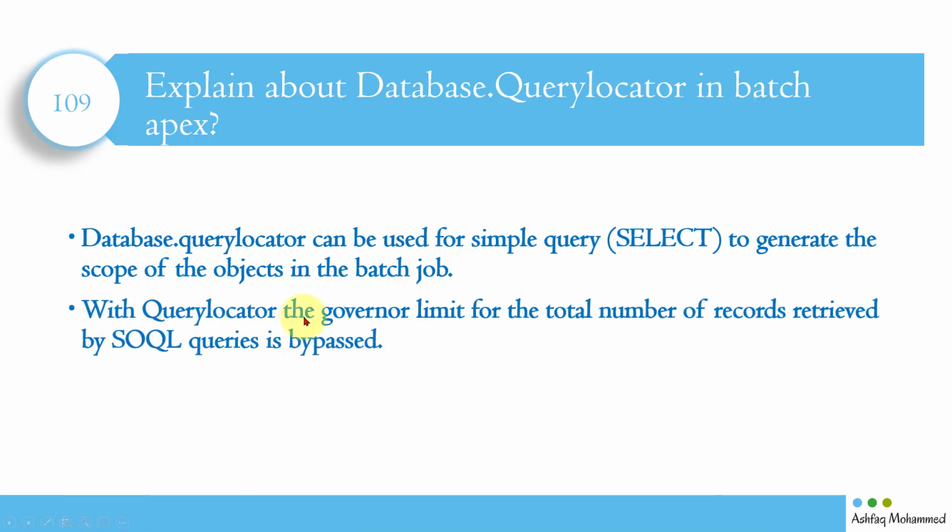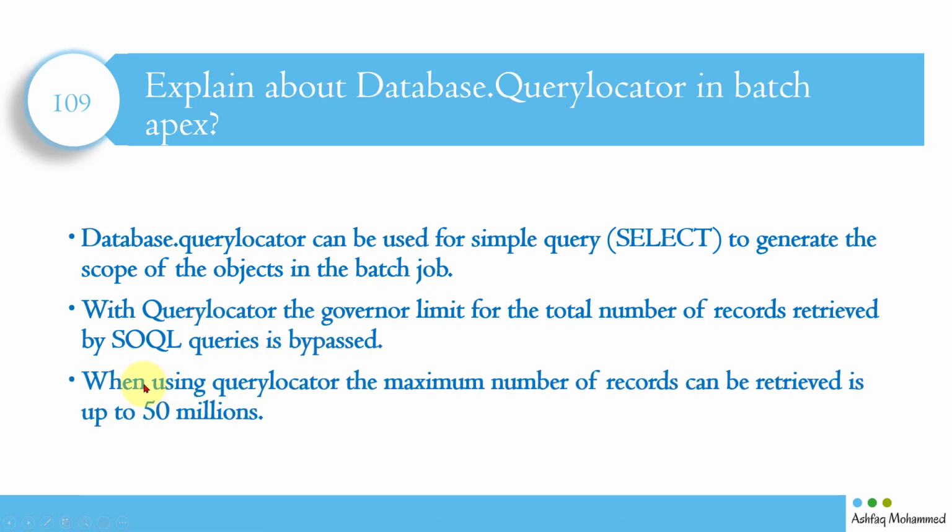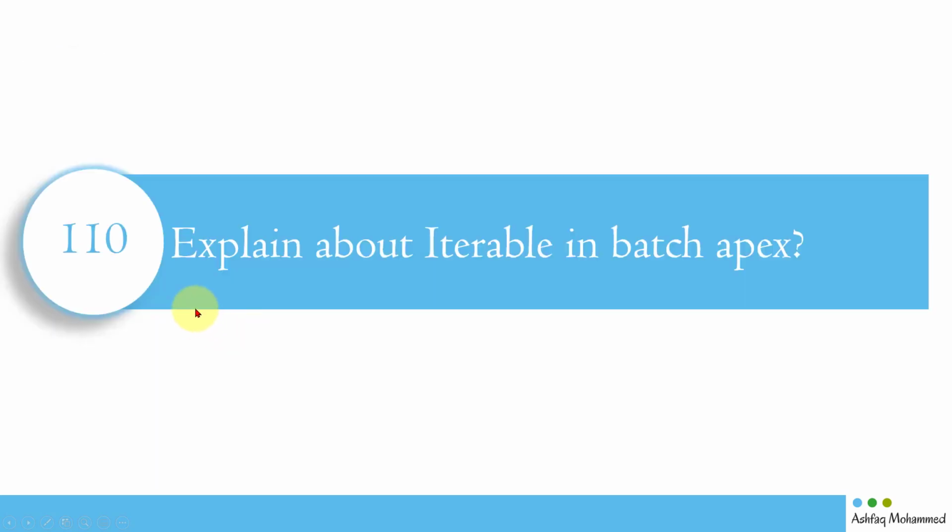With Database.QueryLocator, the governor limit for the total number of records retrieved by SOQL queries is bypassed. So you will not have that limit of 50,000 records. If you go back to the governor limits, there is a limit of 50,000 records in a SOQL query. But with the query locator, it is bypassed. When using the query locator, the maximum number of records that can be retrieved is up to 50 million. Cool. Now let's go to the next question.